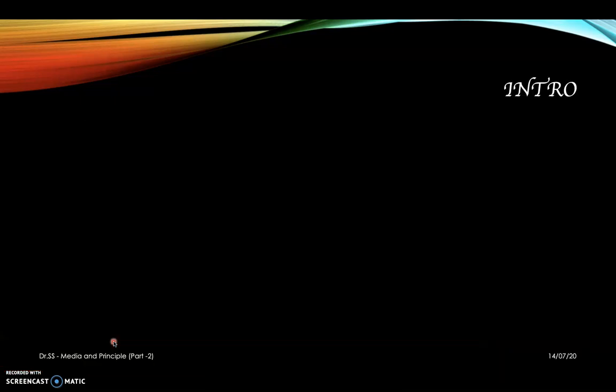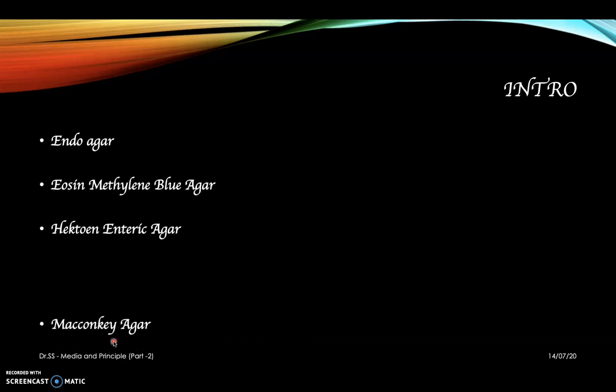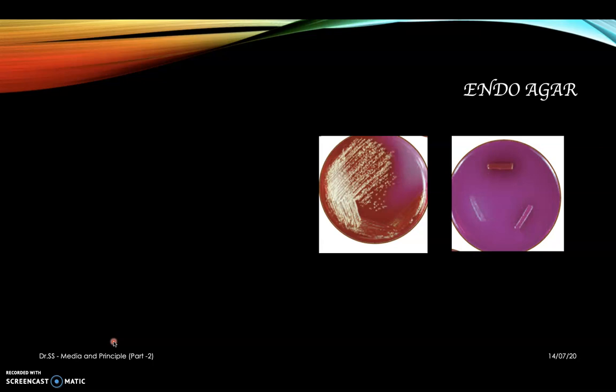Okay, get into that. First, media one: Endo agar, Eosin methylene blue agar, Hektoen enteric agar, MacConkey agar, and Mannitol salt agar. Okay, first get into the Endo agar.